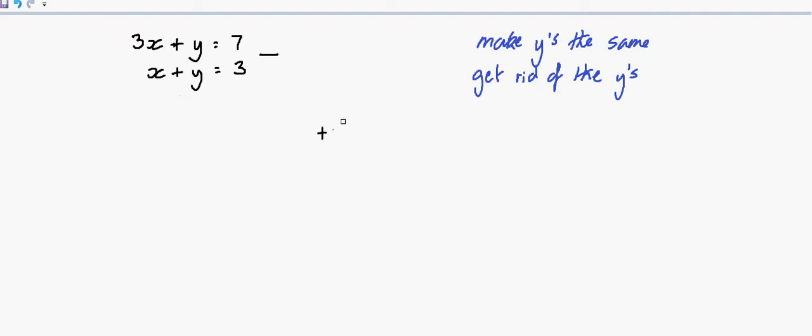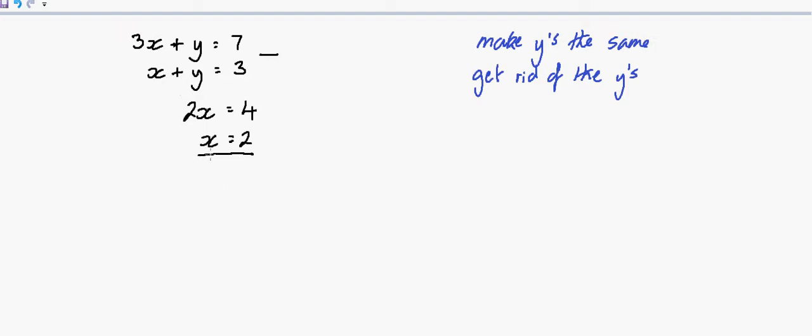What I'm going to do now is just literally take one equation from the other. So 3x minus x gives me 2x. The y's disappear. 7 take away 3 gives me 4. So if two things cost me 4 quid, one thing costs me 2. So now I know what x is.